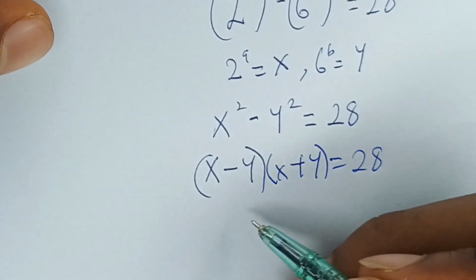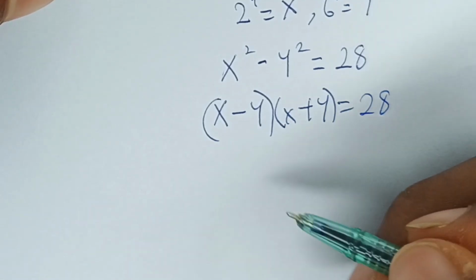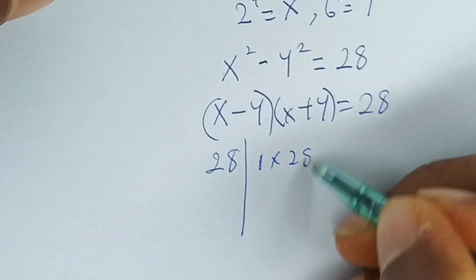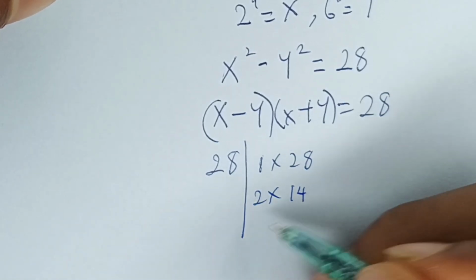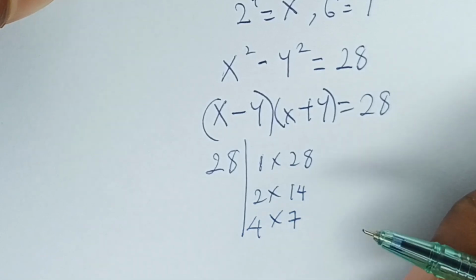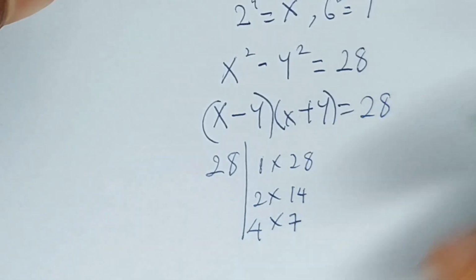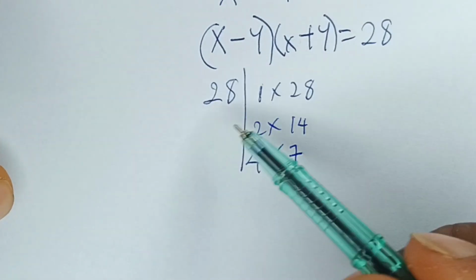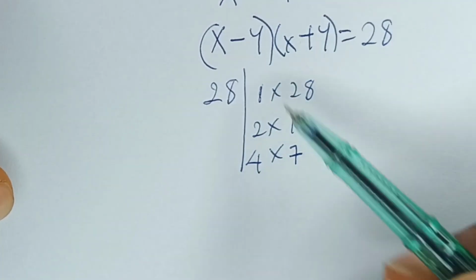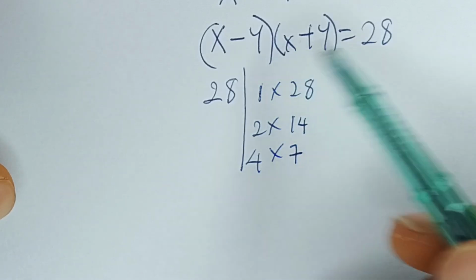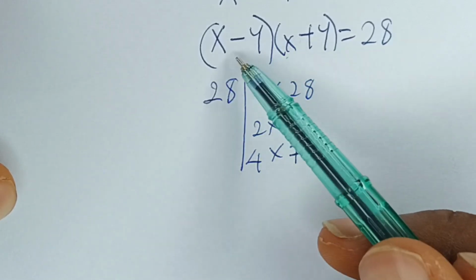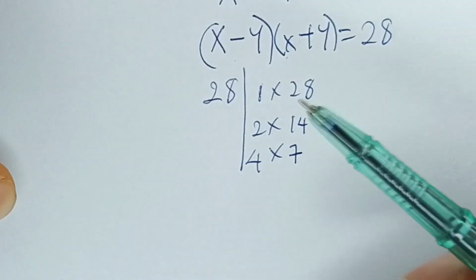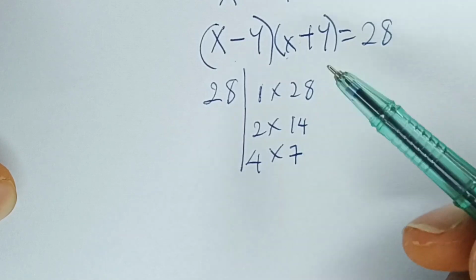Two things are multiplying to give us 28. Now let's find some multiples of 28. So 28 can be expressed as 1 times 28, 2 times 14, 4 times 7. So these are the multiples of 28. Now moving on, we need multiples such that when we substitute them for x plus y and x minus y, we will get whole numbers that we can use to solve further.